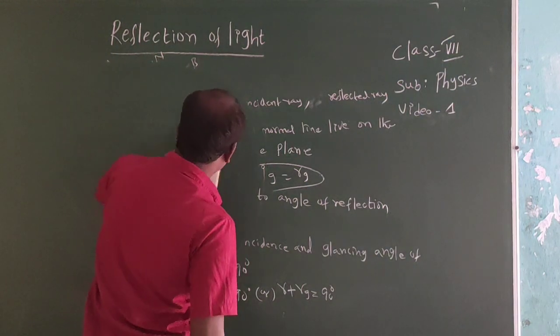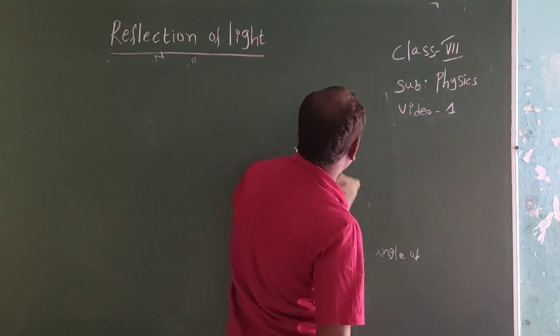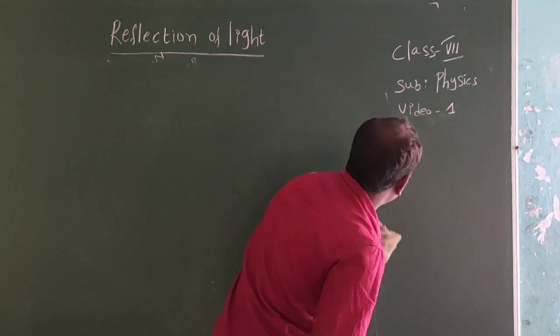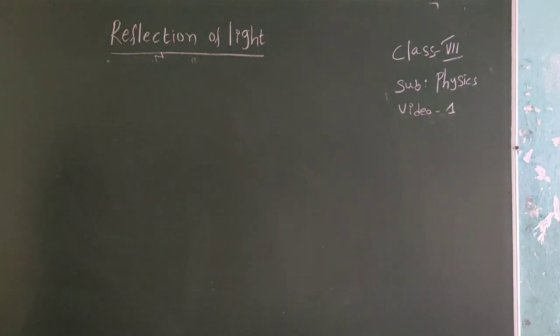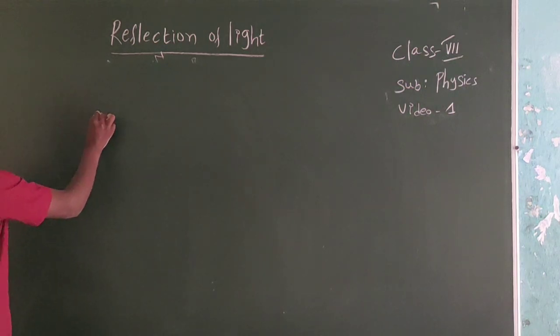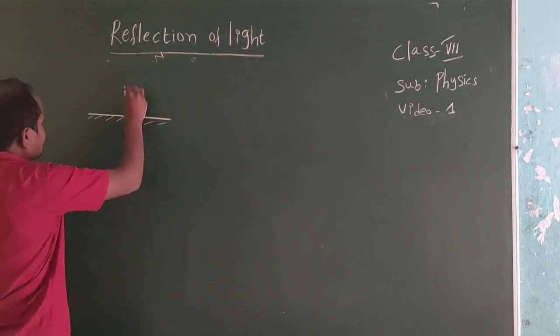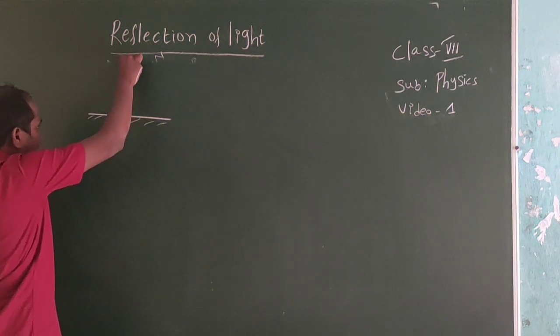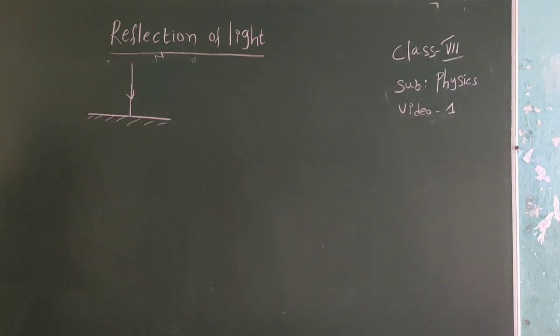Okay, ray of light incident normally. If a ray of light is incident normally, then the angle of incidence is equal to 0. Note, this is the reflecting surface. It is the diagram of the incident ray, with the light incident normally on a plane mirror.